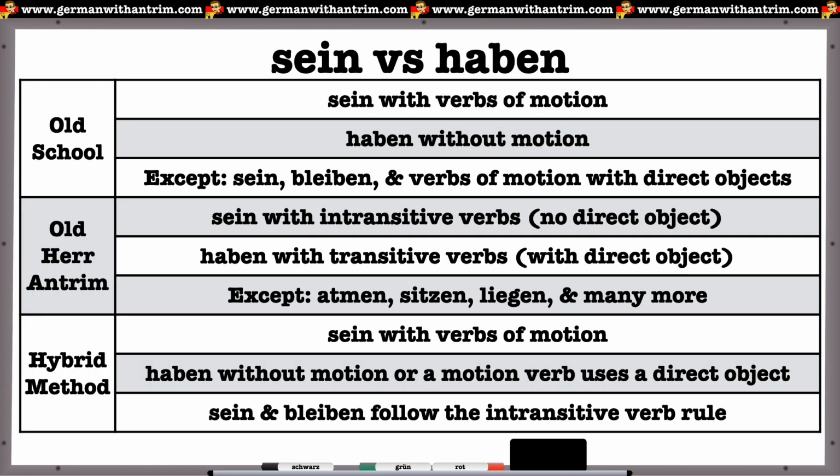So now in my classes, I teach a kind of hybrid methodology. Use motion versus non-motion as your main method. But remember that certain intransitive verbs, sein and bleiben, require the use of sein without motion. Also, if you use a verb of motion with a direct object, you still need haben instead of sein as the helper. This is due to the fact that you change the verb into a transitive verb, which requires haben.